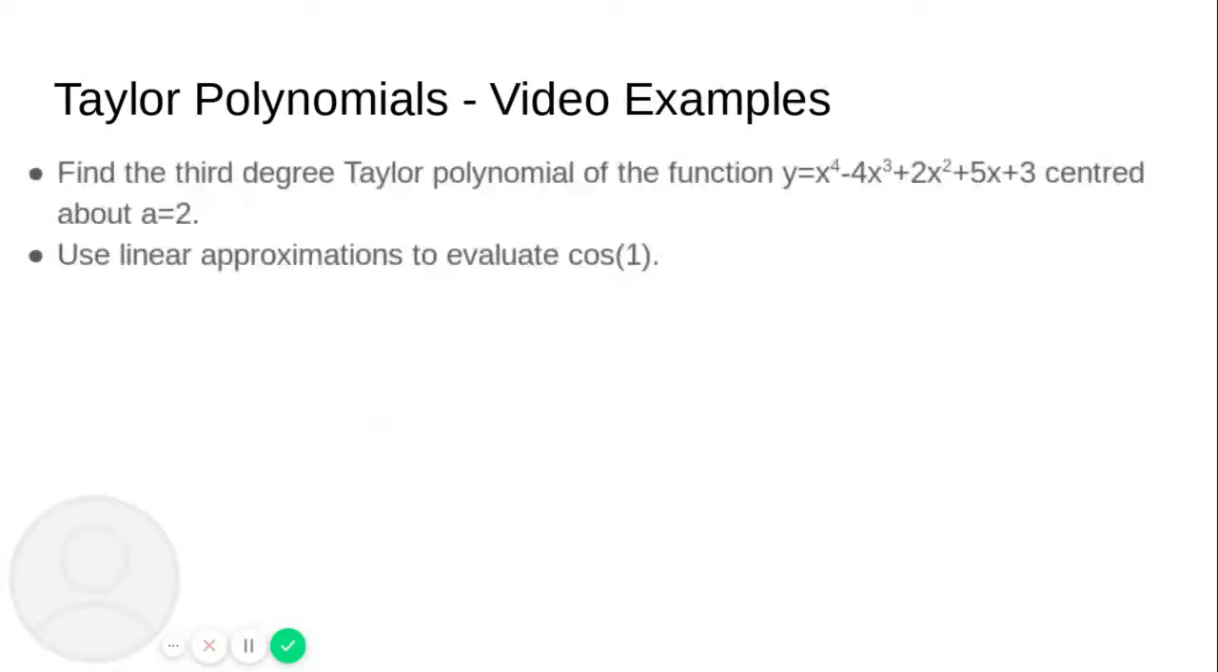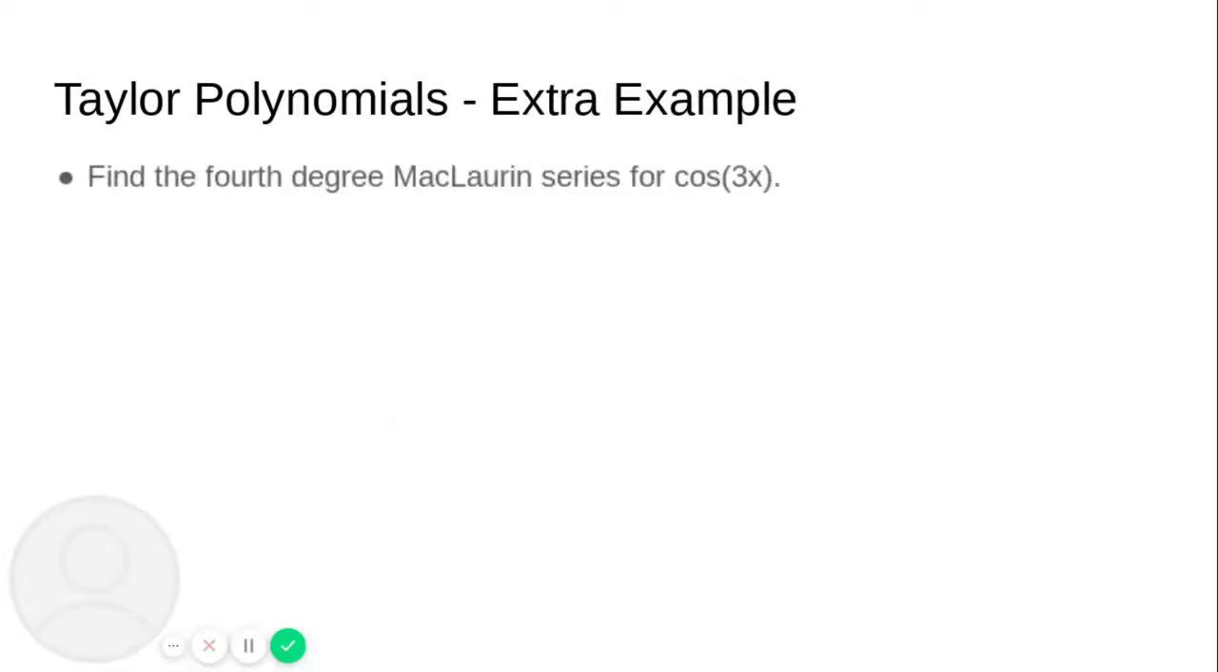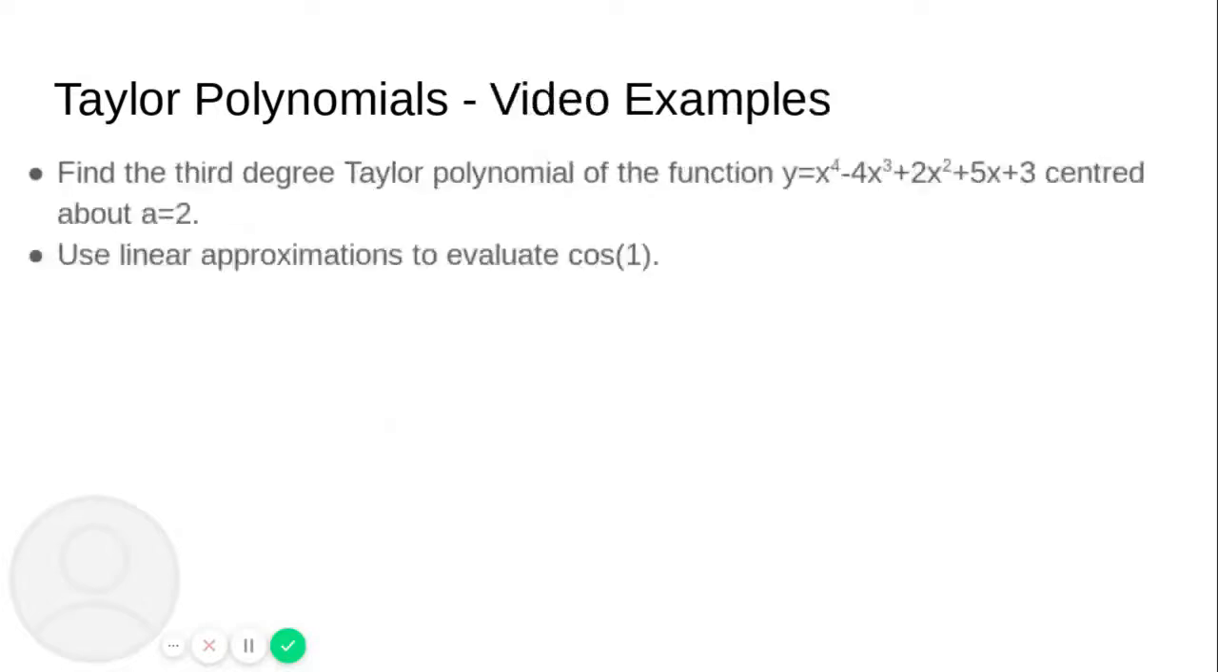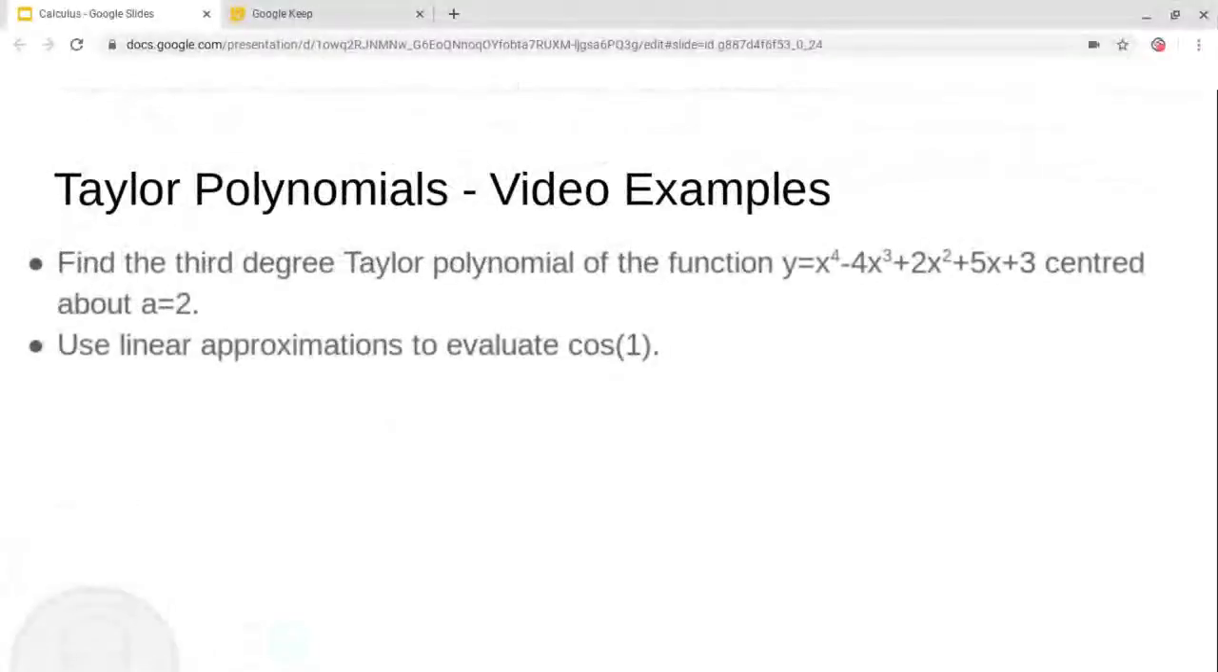For our examples, we'll go over how to find a third degree Taylor polynomial of the function shown there around a equals 2, and we're going to use linear approximations to evaluate cosine of 1. And then, for the extra example, we'll try our hand at a Maclaurin series. But for now, we'll just use the Taylor polynomial and the linear approximation.